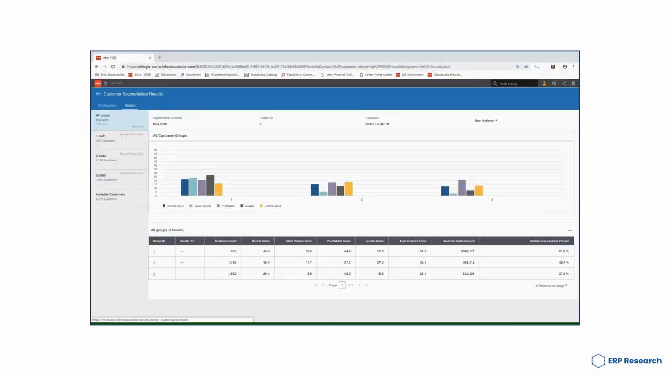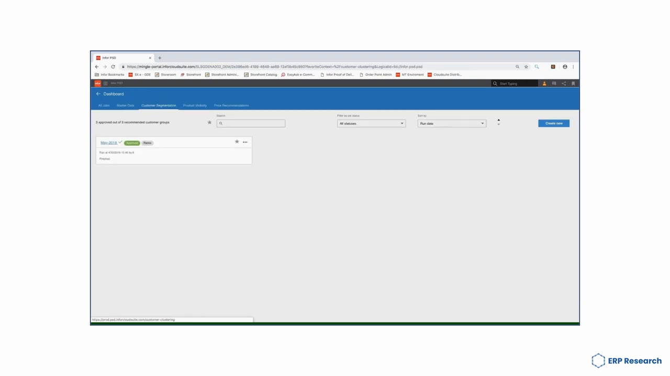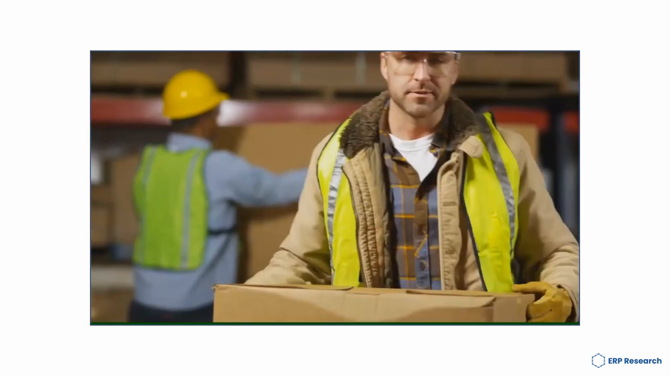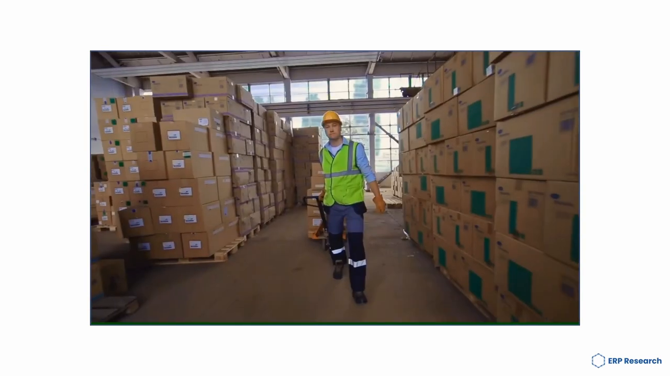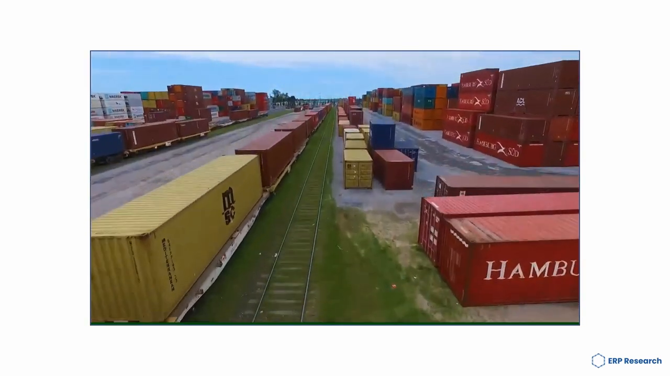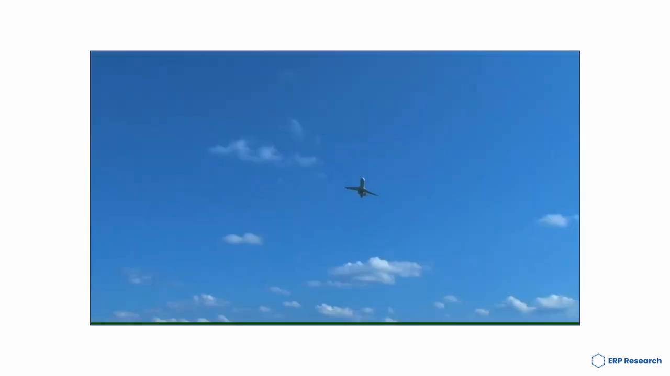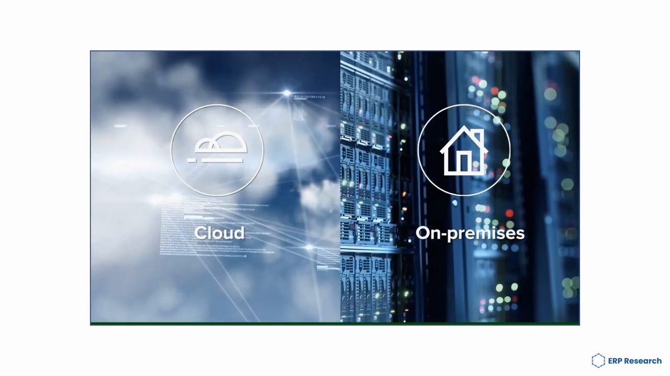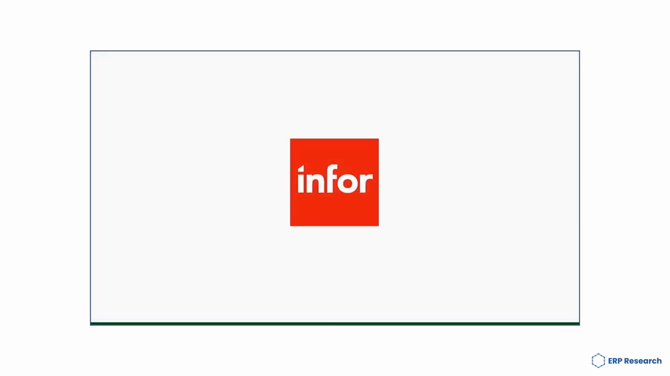Infor Syteline interface gives users a consistent experience across devices, including web, tablet, and mobile devices. Users interact with familiar navigation and forms, and content like contacts and tasks moves more seamlessly between devices and platforms. Infor Syteline user interface is built with HTML5 technology, allowing for use on all devices.